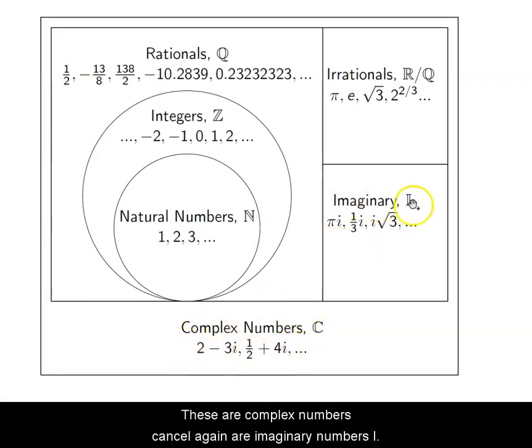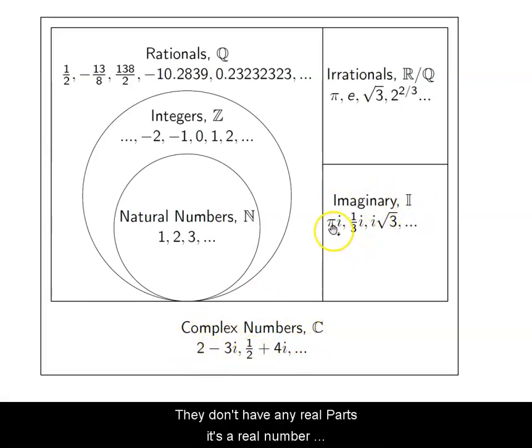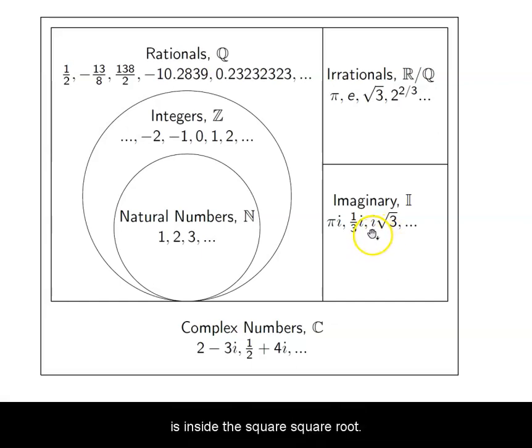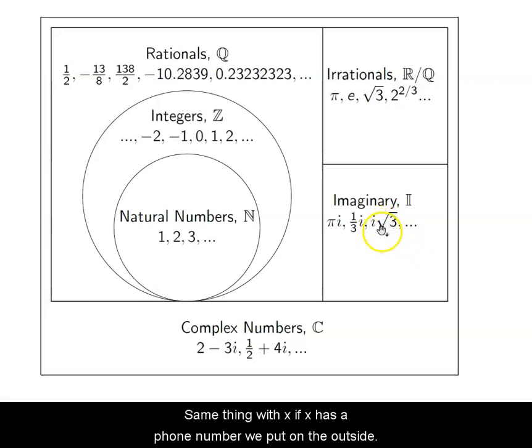Okay, so again, our imaginary number is i. Notice they don't have any real parts. It's a real number attached to an imaginary value, right? A scalar multiple is what we call this. So pi i, 1/3 i times square root 3. Whenever we have square roots, we generally write the i in front so that we don't confuse people and make them think that the i is inside of the square root sign. Same thing with x. If x is a full number, we put it on the outside, right?